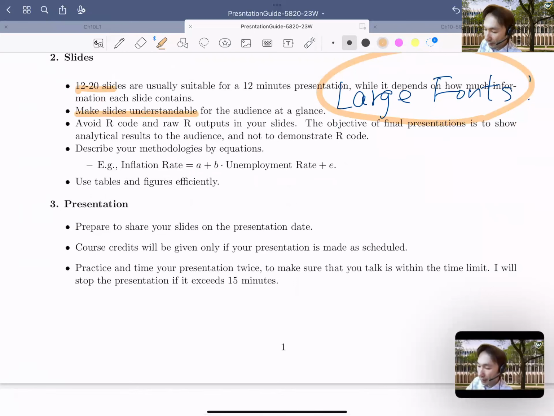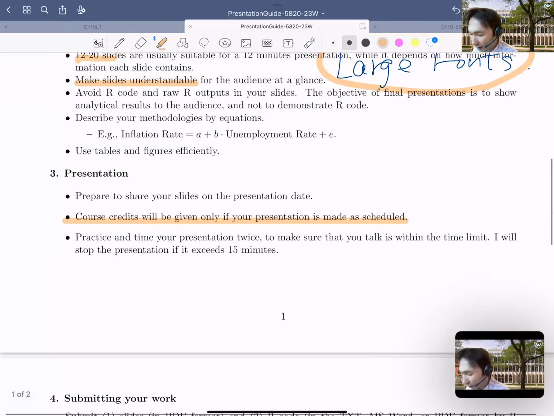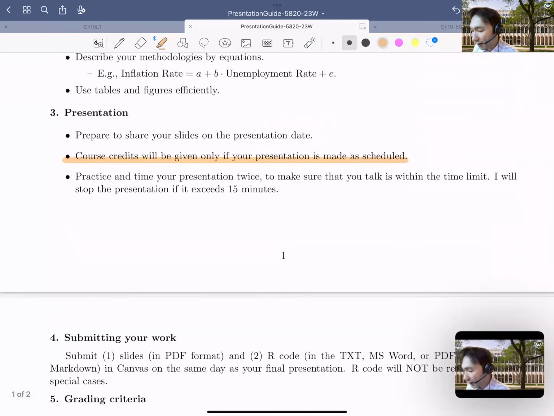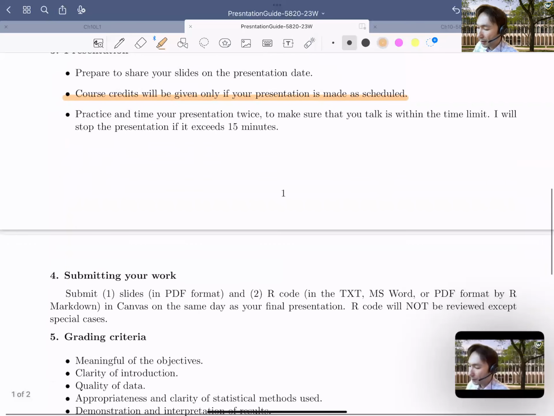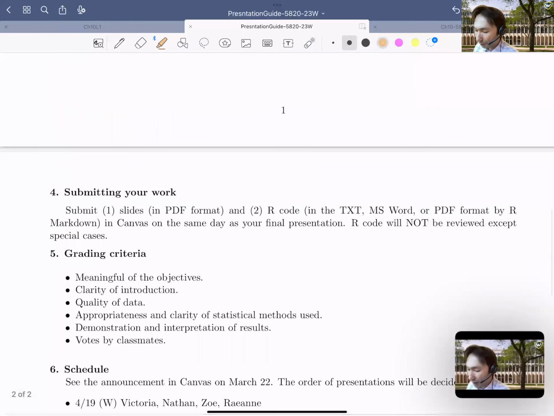Yeah, so that's it. And if you don't make a presentation, then you cannot get credits. This replaces the final exam, so the policy for the final exam applies to this presentation. And practice twice to make it on time.